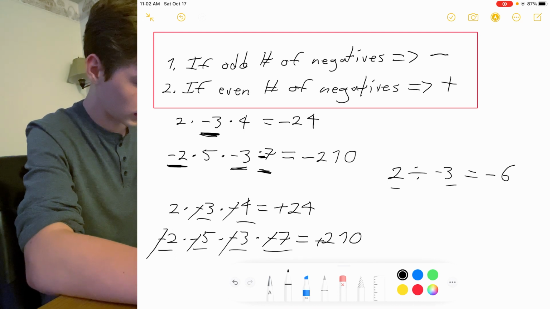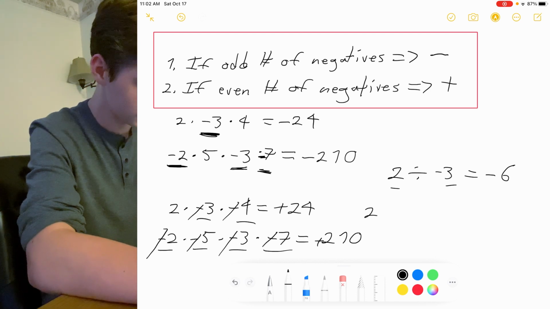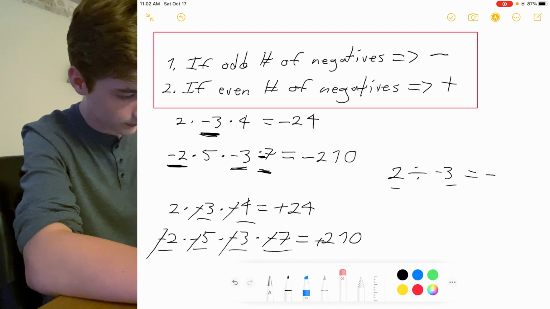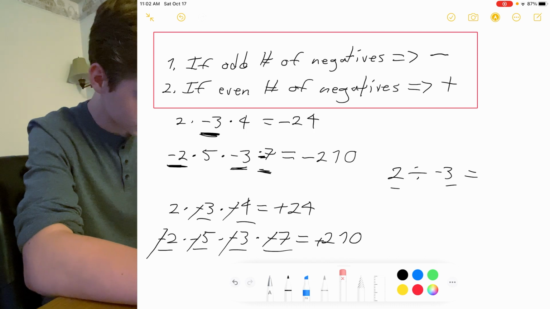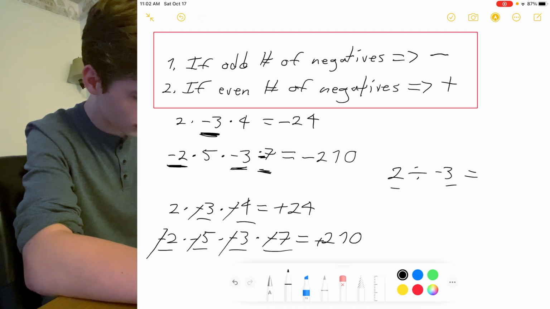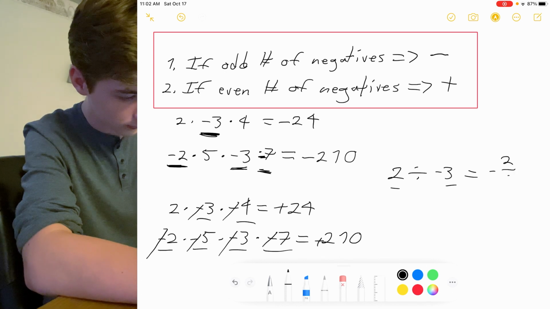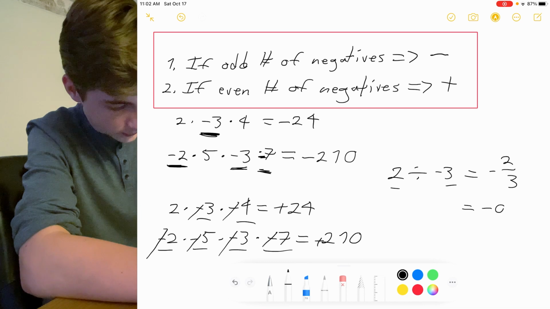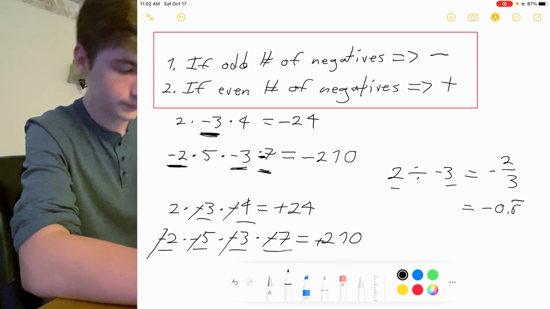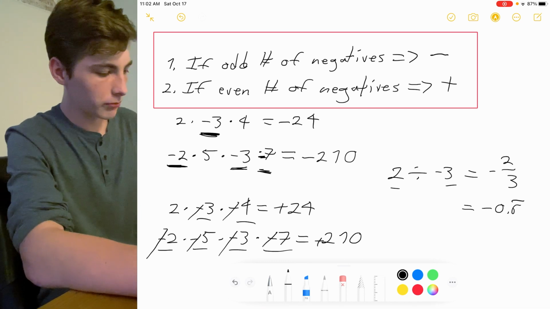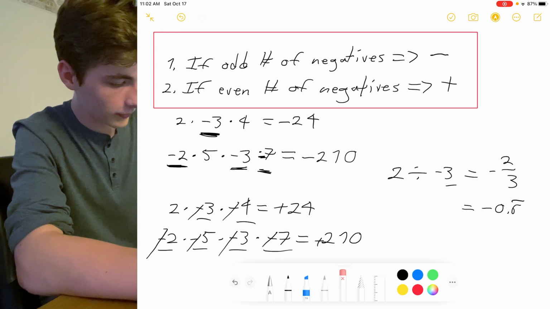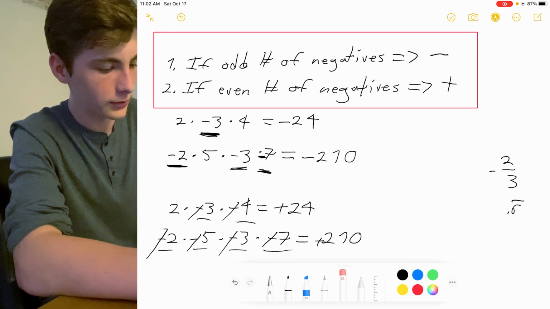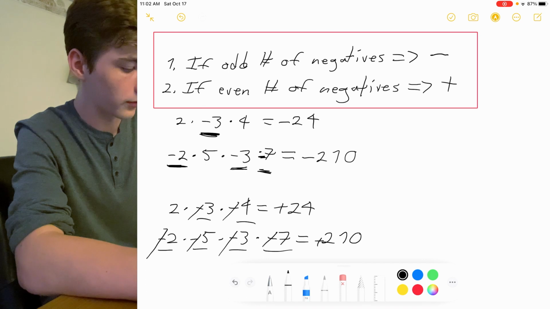Oh, sorry, what am I even thinking? That is not multiplication. That's going to be equal to negative 2/3, right? Because it's a division, or it's negative 0.6 repeating. But we are actually going to talk about fractions in the next video, so that wasn't a very good example of mine.